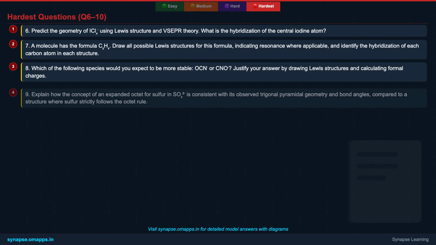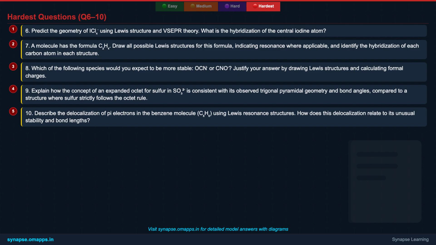Let's continue with the remaining 5 challenging questions. Predict the geometry and hybridization of ICl4. Draw all possible Lewis structures for C3H4, indicating resonance and carbon hybridization. Determine the stability of OCN versus CNO using formal charges. Explain how an expanded octet for sulfur in SO32 aligns with its geometry. And finally, describe pi electron delocalization in benzene using resonance. These questions will truly test your analytical and problem-solving skills, pushing you towards competitive excellence.